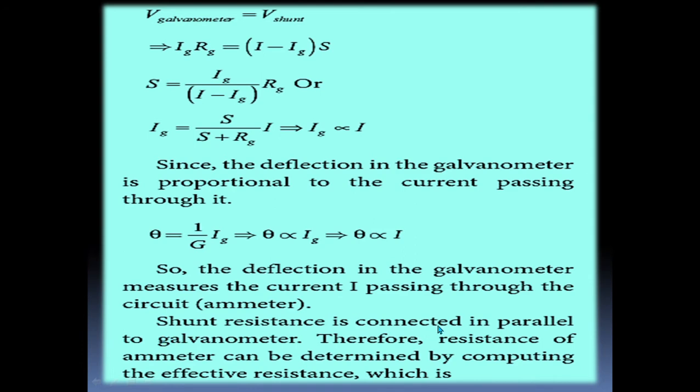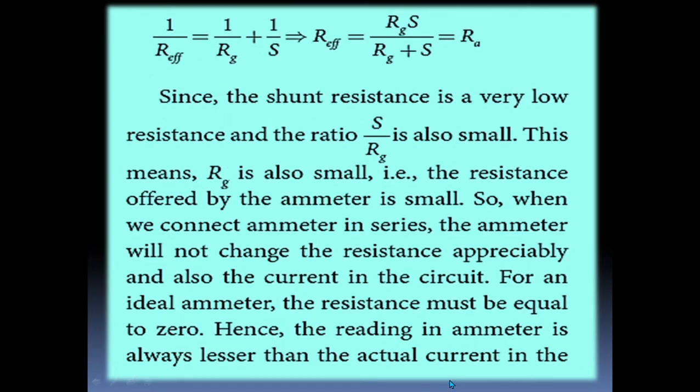In the ammeter, the shunt resistance is connected in parallel to the galvanometer. Therefore, the resistance of the ammeter can be determined by computing the effective resistance in parallel. Already we know the formula for resistance in parallel: 1 by R is equal to 1 by R1 plus 1 by R2. Here R1 is the galvanometer resistance and R2 is the shunt resistance. So 1 by effective resistance is equal to 1 by Rg plus 1 by S. Rearranging, the effective resistance is equal to Rg S divided by Rg plus S, which is Ra.